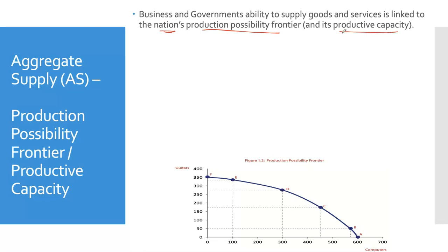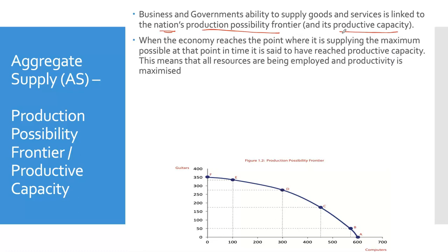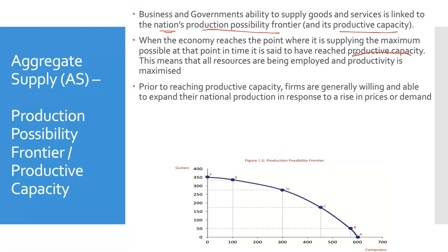The productive capacity is how much can be made in terms of goods and services by the economy. And when the economy reaches the point where it's supplying the maximum possible point at a time, we will suddenly use the term it's reached its productive capacity. We've met the point where all the resources are being employed, productivity is being maximized, we are maximizing the amount of goods and services that can be supplied.